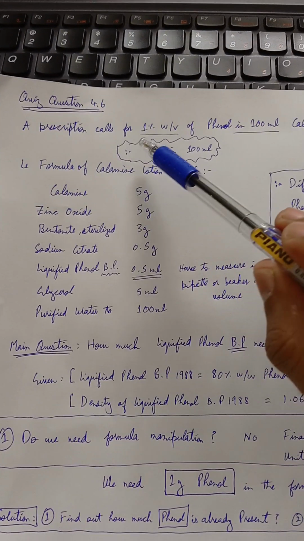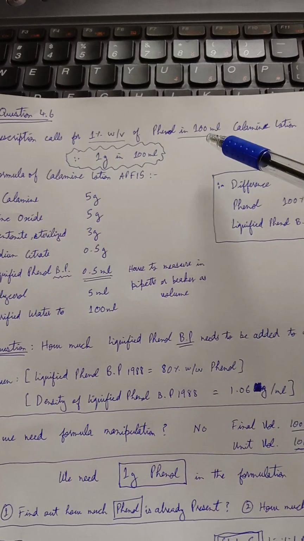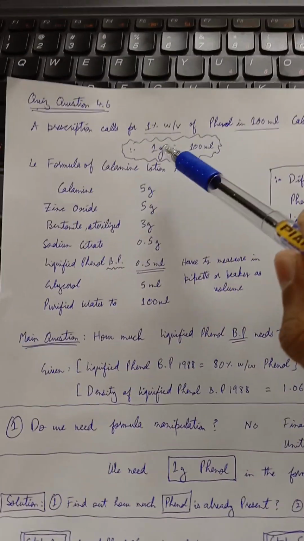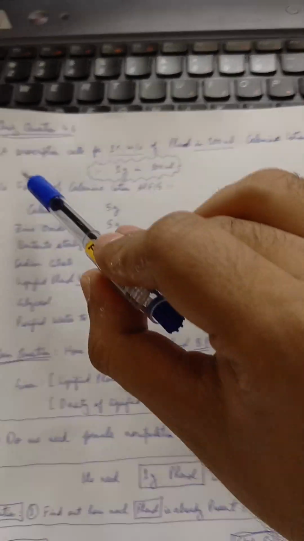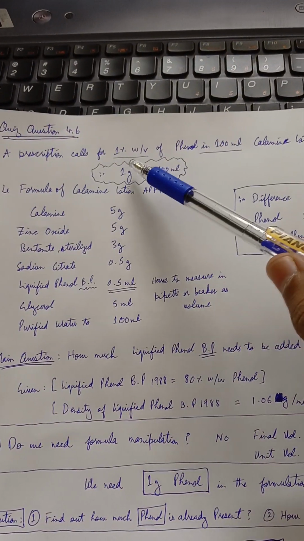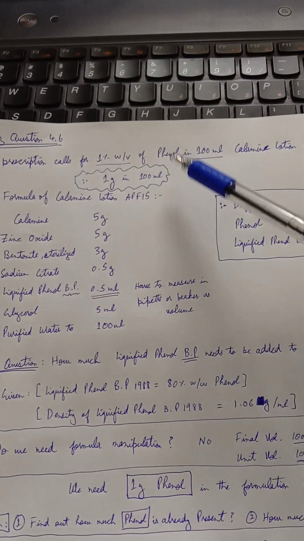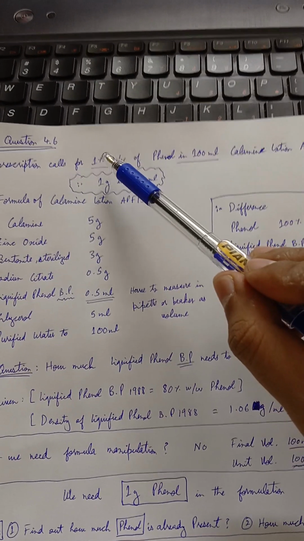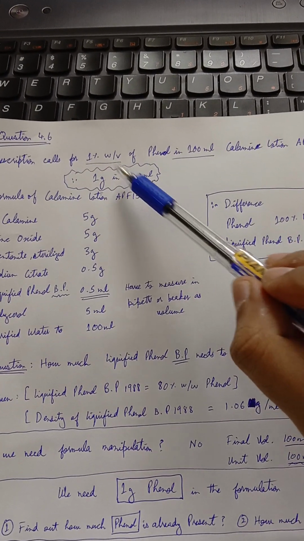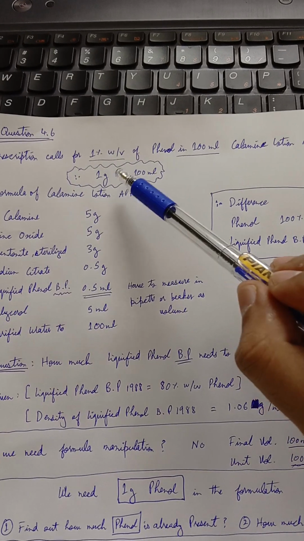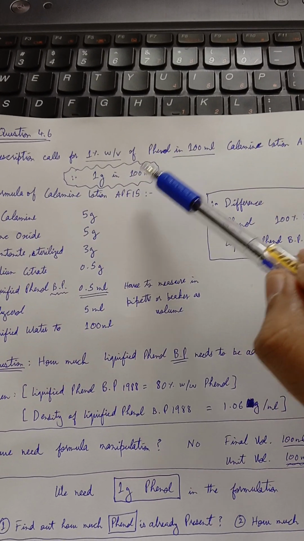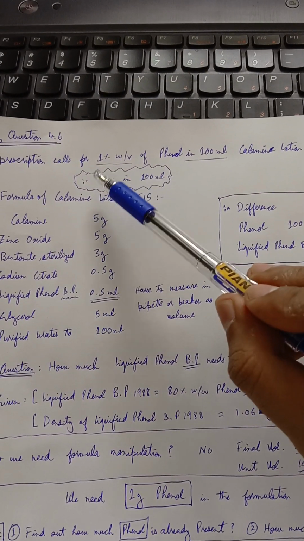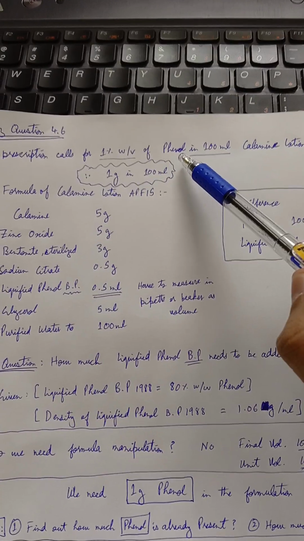The question is, a prescription calls for 1% weight by volume of phenol in 100 ml calamine lotion APF 15. Understand this line. This means that a prescription calls for 1% weight by volume of phenol in 100 ml of this lotion. That means 1 gram in 100 ml. 1% weight by volume means 1 gram in 100 ml of phenol, and this is already 100 ml. So essentially we need 1 gram of phenol.